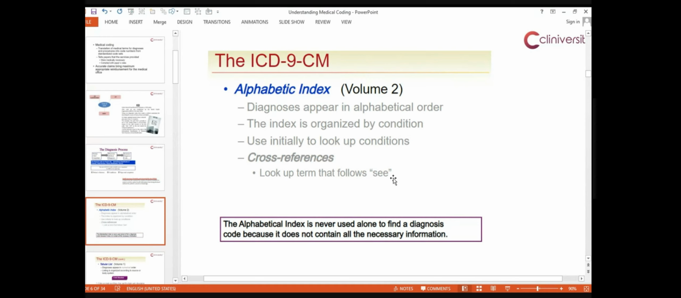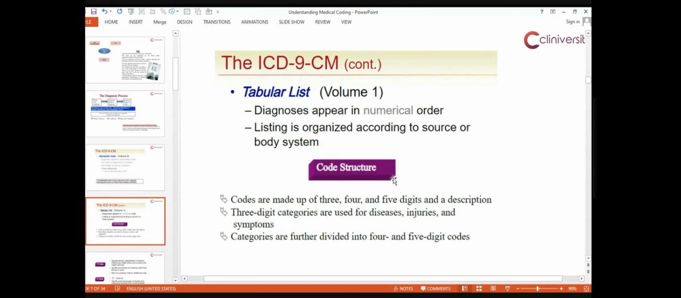The alphabetical index is never used alone to find a diagnosis code because it does not contain all the necessary information. Then tabular lists are there, falling under volume 1 of this dictionary. Diagnoses appear in numerical order in this. The listing is organized according to source or body system, like the human body is organized based on organ system, right? So the listing is organized according to the source or body system.